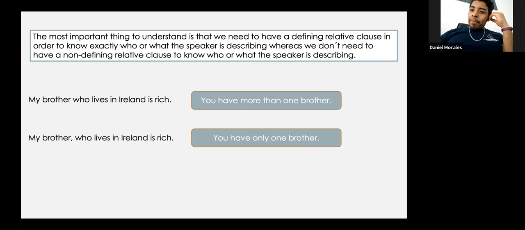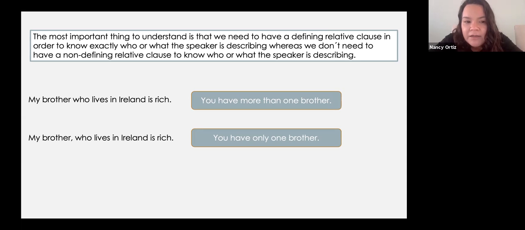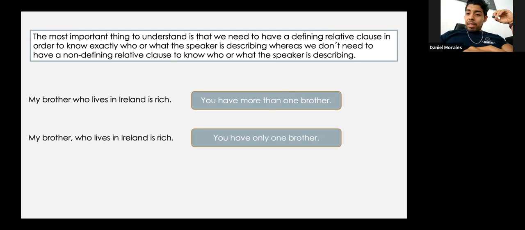I have one question about this. For example, in the first case, it says my brother who lives in Ireland is rich. I don't know if that's a non-relative clause because you're not defining. It's a relative defining clause, the first one. The first one is defining. Defining relative clause, right? Yes. But the second one doesn't need another comma. My brother who lives in Ireland, because I am defining my brother, or I'm adding information in that case. I am specifying where my brother lives.